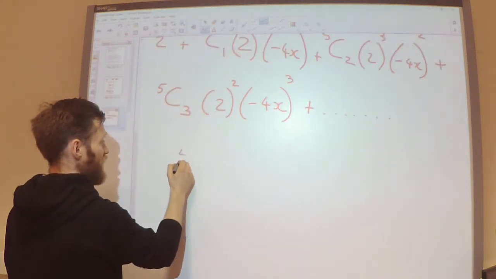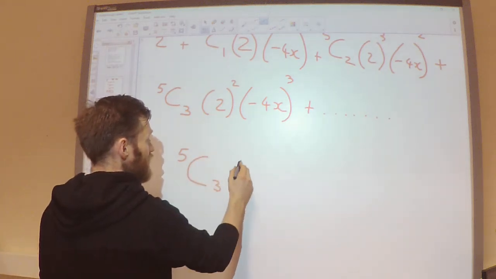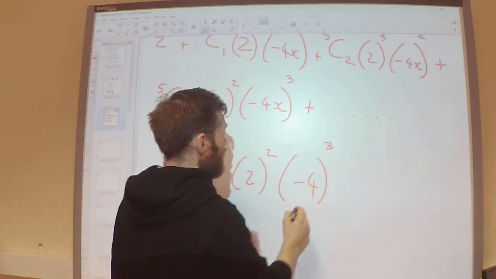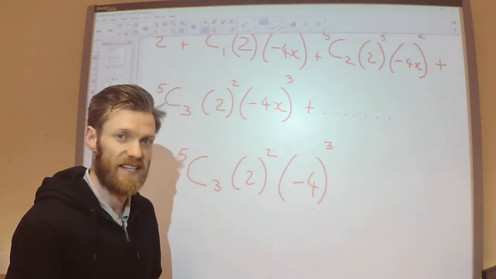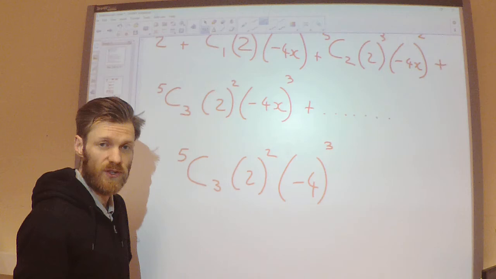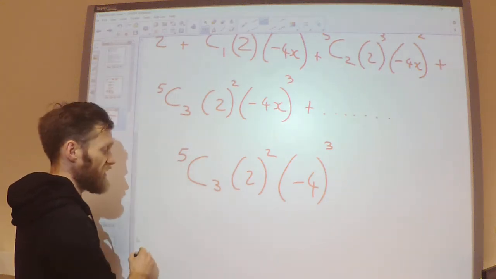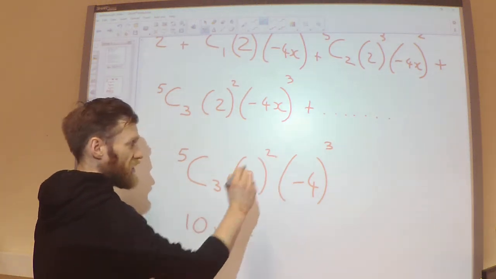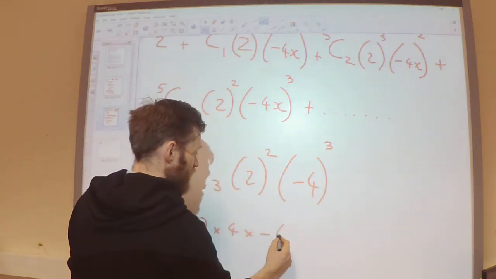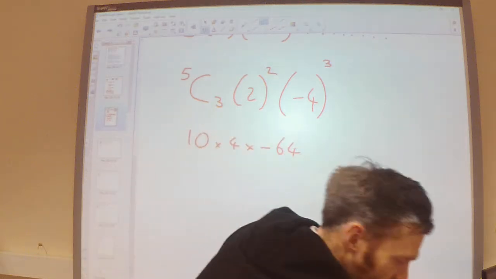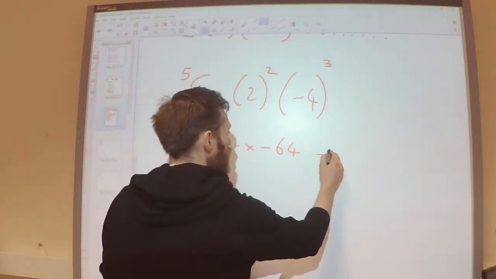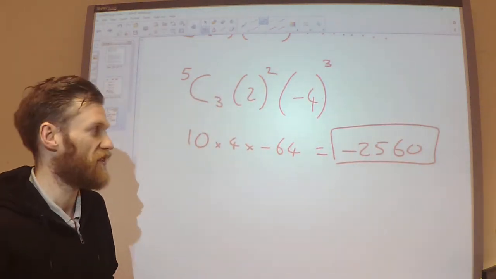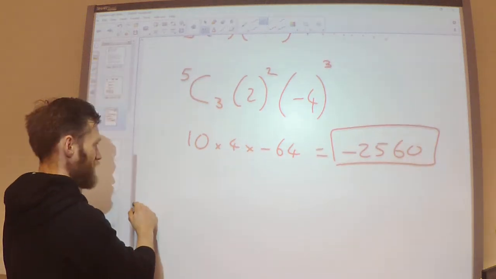So what I want to know is what is 5C3 multiplied by 2 squared multiplied by minus 4 to the power of 3. I'm not too bothered about the x cubed there because all I'm interested in is the coefficient. Working this out, you can use your calculator. 5C3, if you type that into your calculator, you'll get 10. 2 squared is obviously 4. Minus 4 to the power of 3 is minus 64. And if you type that into your calculator, you will get minus 2,560. So that would be the coefficient of x cubed in that expansion.